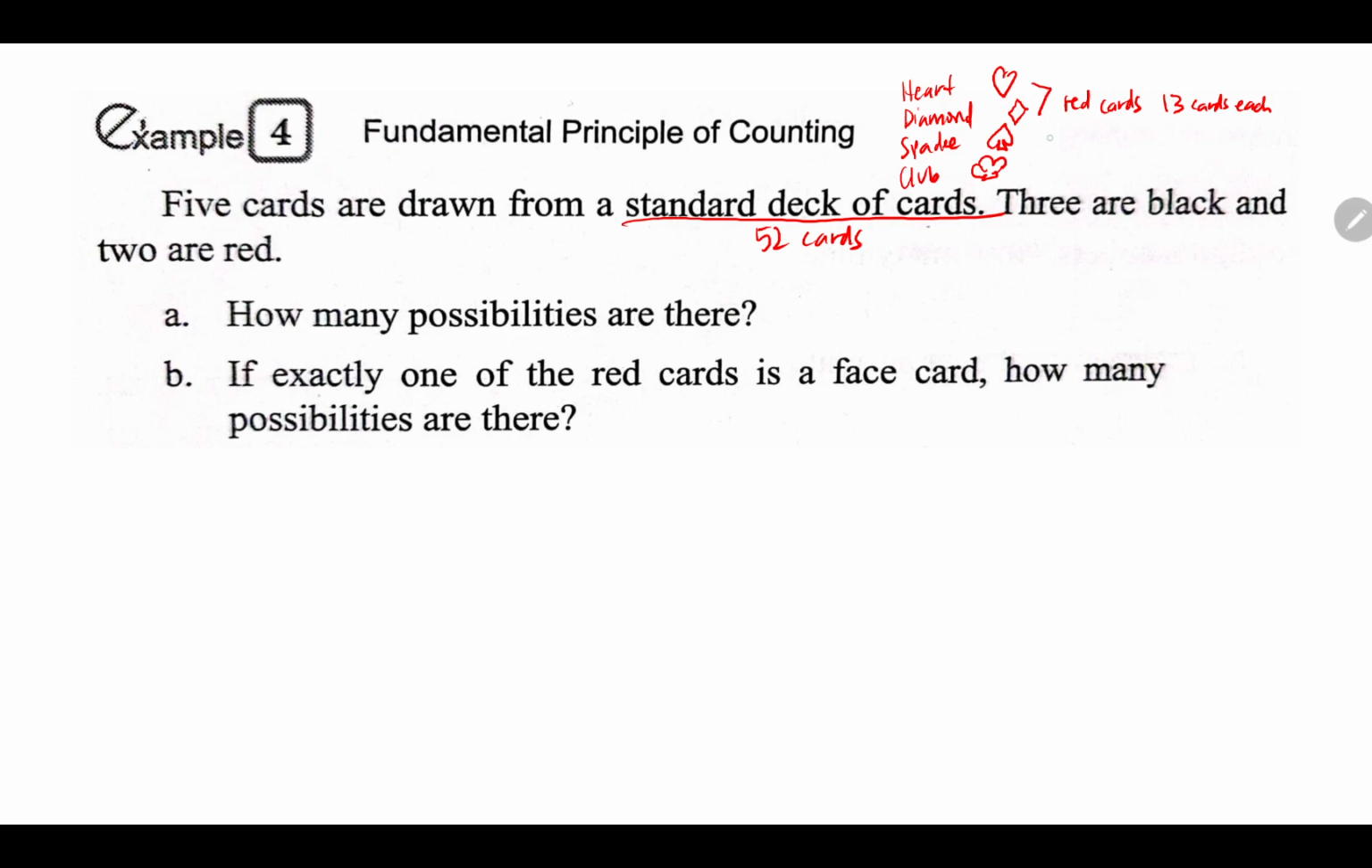Okay? So for the spade and club, these are the black cards. It consists of 13 cards each. Okay? So 13 times 4, that gives us 52. So that's the composition of a standard deck of cards. So we now go back to the question.